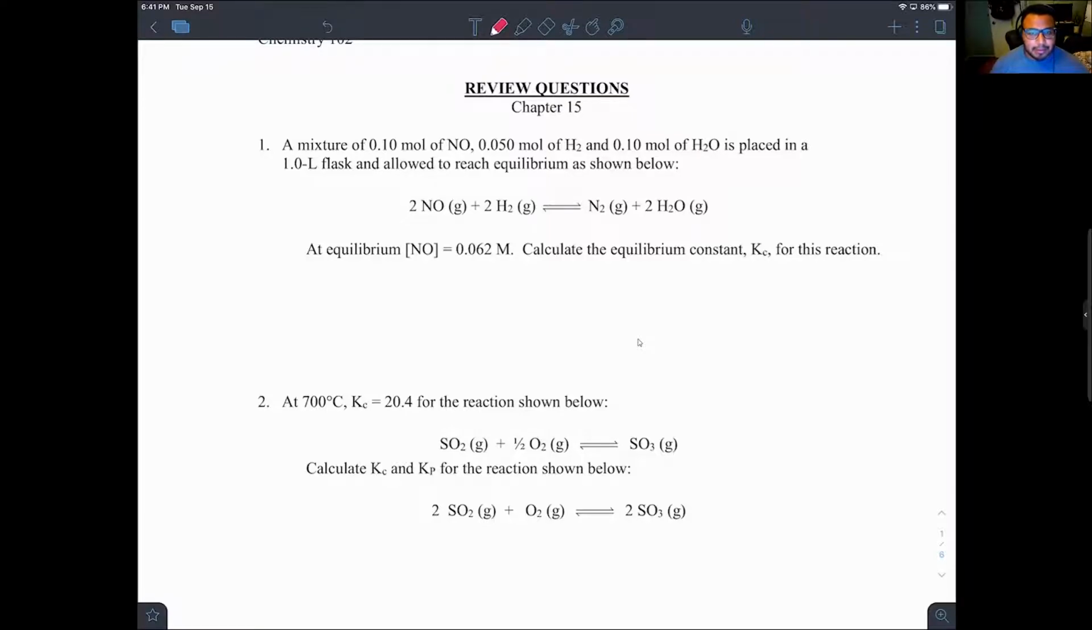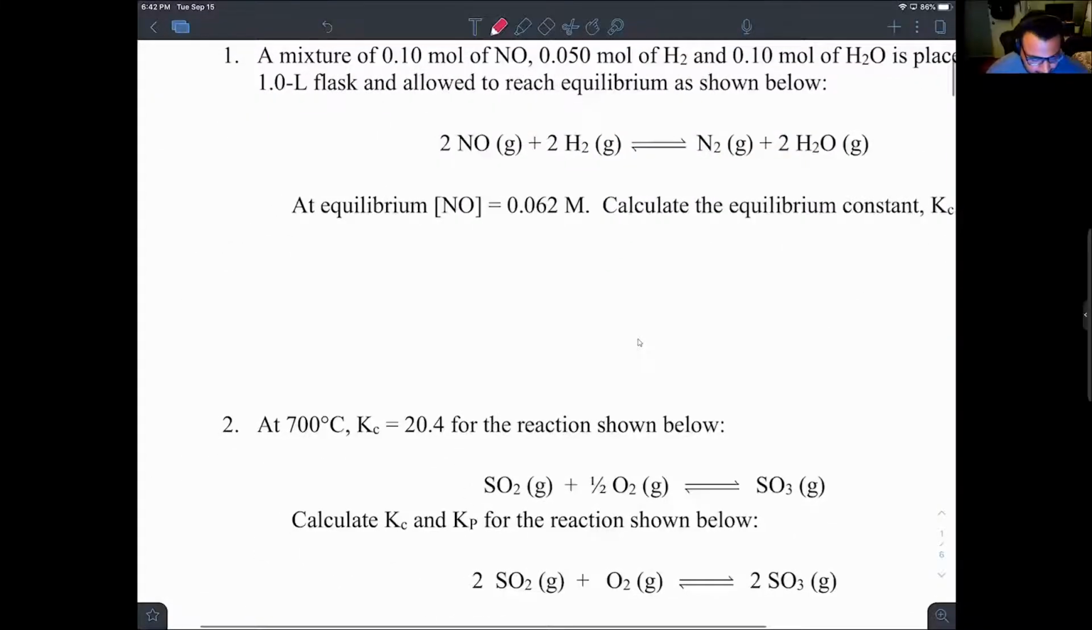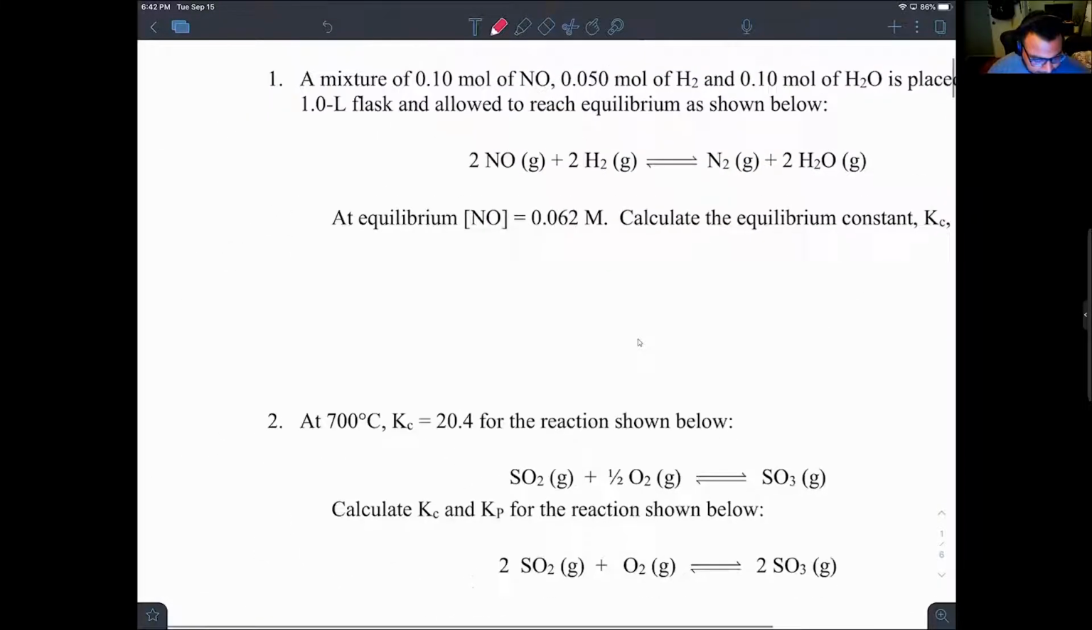Okay, so probably the first thing that would be very important here would be to first write what the equilibrium constant expression would be for this reaction. So let's do that. So it would be Kc is equal to, I'll just write it very generally at first, the products over your reactants, right?